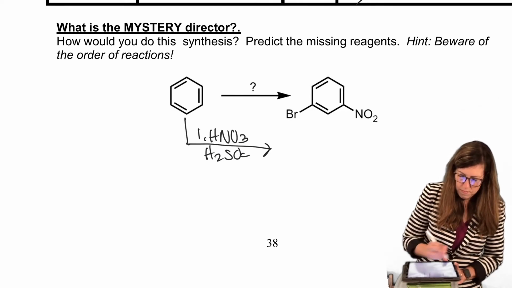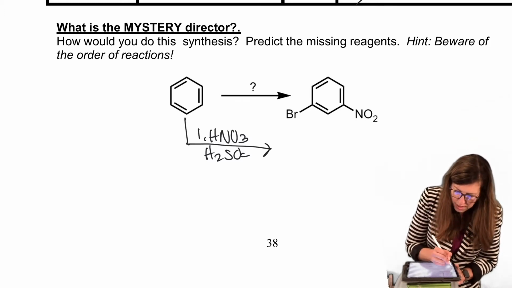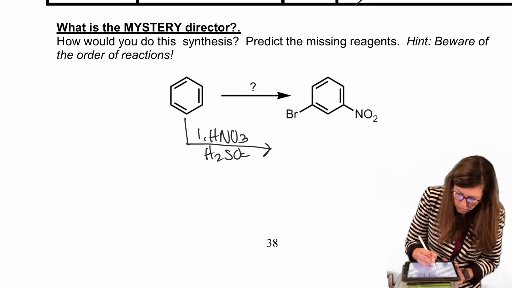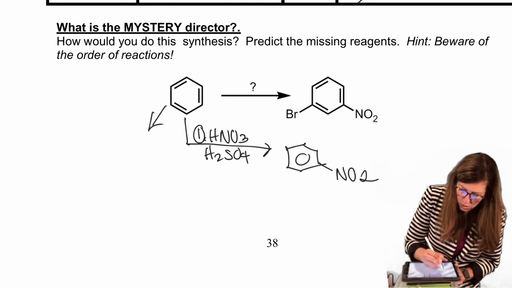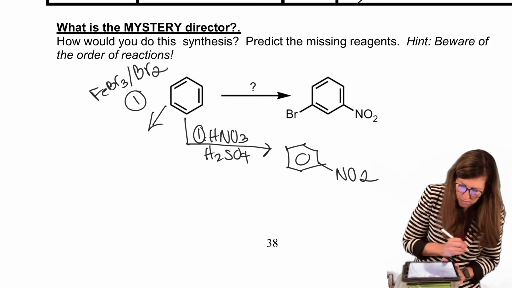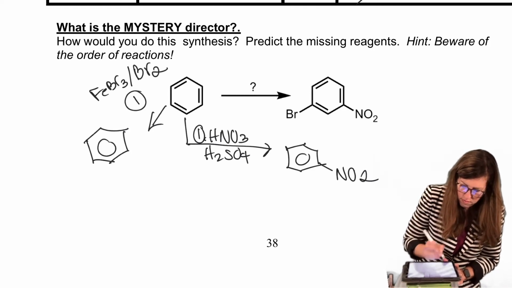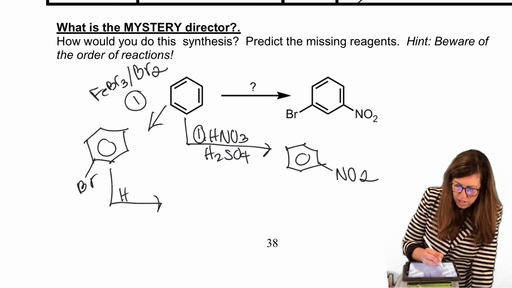Versus, you know what I'm going to do just to clear that up? Let's do that stepwise. Okay. 1, bromination: FeBr3, Br2. Okay, so let's try to bring it home. Let's wrap up this one with a nitration. Nitric acid, sulfuric acid.